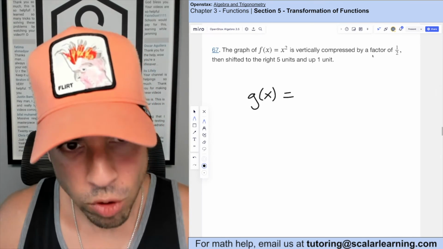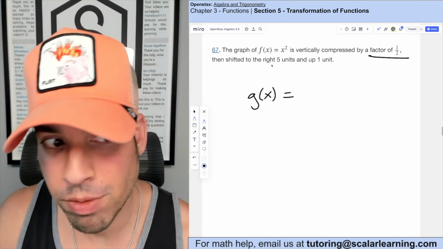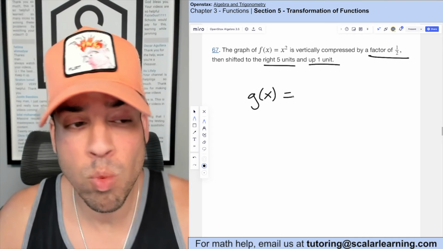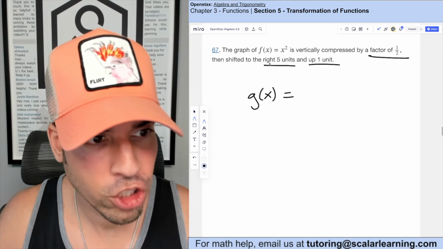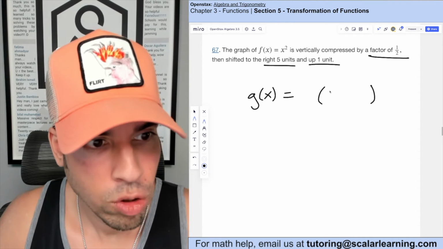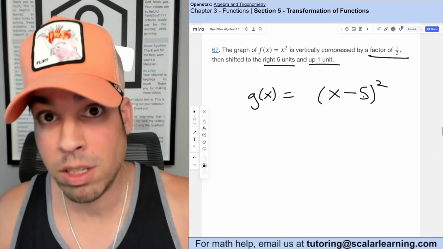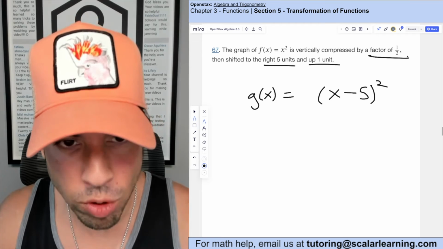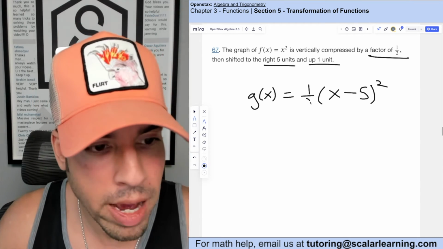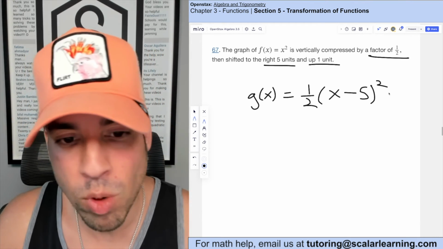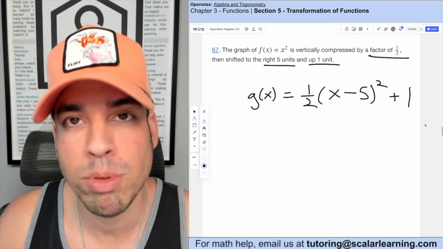So here we've got a vertical compression by a factor of 1/2, shifted to the right by 5 and up by 1. So we're going to start with that shift to the right by 5. So here we would say minus 5 because that actually shifts it to the right by 5. Then we're applying this vertical compression, which would be a 1/2 in front, and then shifting up by 1 unit, adding 1 at the end, boom, done.